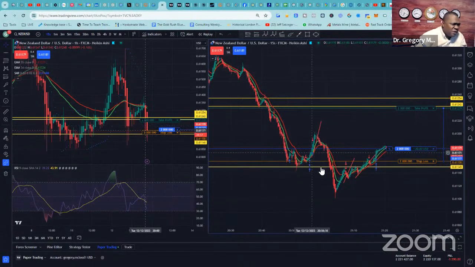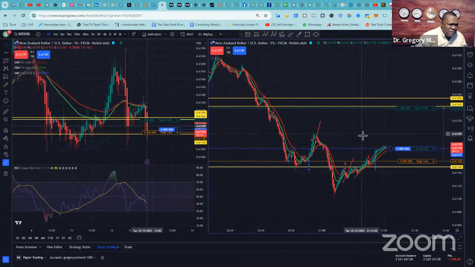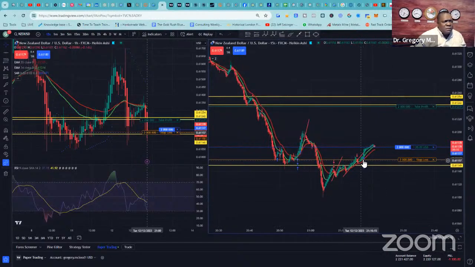You almost have an inverted head and shoulders. You got a shoulder, you got a head. You don't really have the makings of a right shoulder.